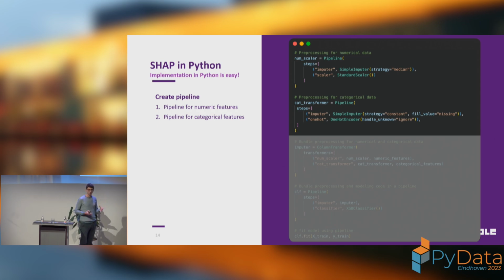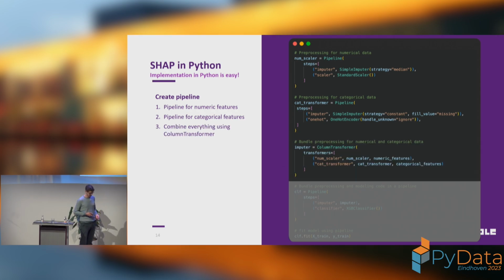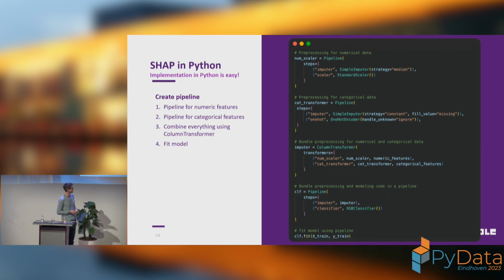We have to combine this all somehow. For this, we can use a column transformer, and we give it the two pipelines and the feature names. So then it knows already what to do with which feature column. And then lastly, we can make a final pipeline, train a model, fit the training and testing data, and we have an XGBoost trained model. Okay, nice. We have a trained model.